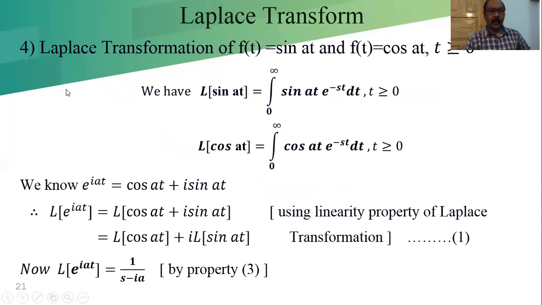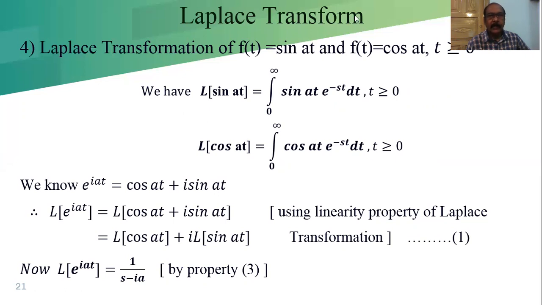Most important transformation: the trigonometric transformation, when our f(t) is sin at and f(t) equal to cos at, with t greater than or equal to 0. At the same time, we want to find out the Laplace transformation of the two trigonometric functions: one is the Laplace transformation of sin at, and the other is the Laplace transformation of cos at.